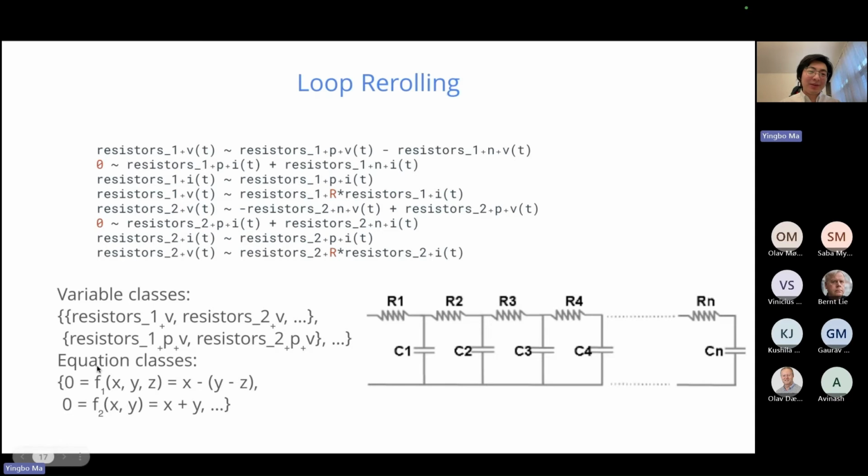Otherwise, it's a bit too flexible to manipulate in the compiler. So in here, we are just saying that the first equation has the form of x minus the difference of y and z. And the second equation has the form of 0 equals x plus y, right? So the first equation and the fifth equation are both in this first equation class. And the second equation and the sixth equation are both in the second equation class.